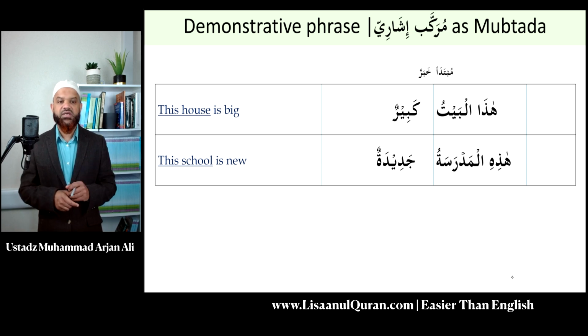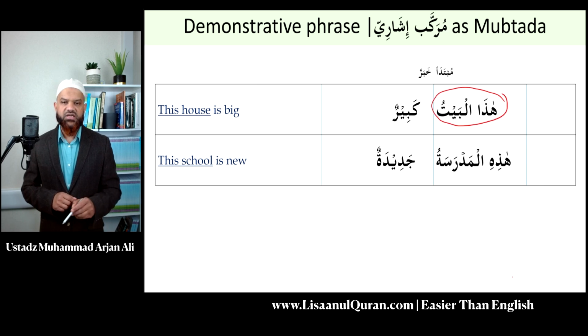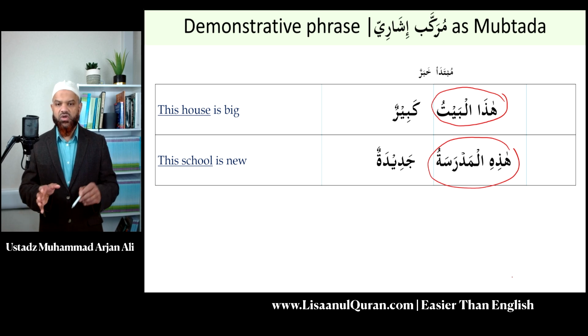I have 2 examples here. هذا البيت كبير. This house is big. هذه المدرسة جديدة. Again, I hope you can realize I'm matching the number and so on and so forth. And you can see there are 2 basic sentences here. In the first one, two words make up هذا البيت, which is my mubtada. The same thing in the second one. هذه المدرسة again is my mubtada, and the khabar comes after. I put "is" and "are" in between. Those are the basic rules I went through with you.